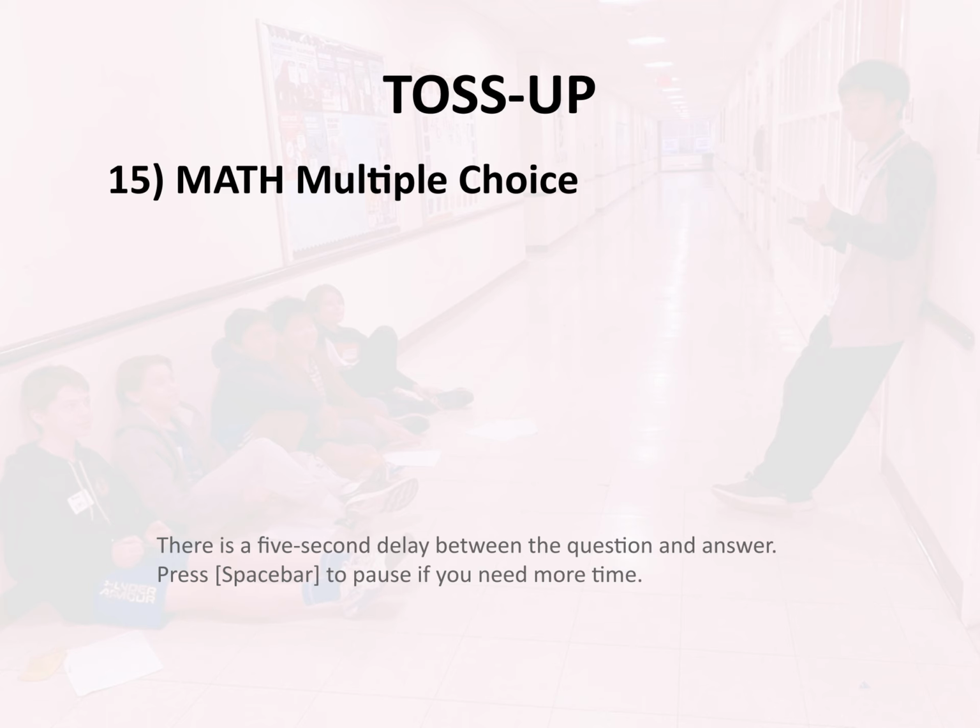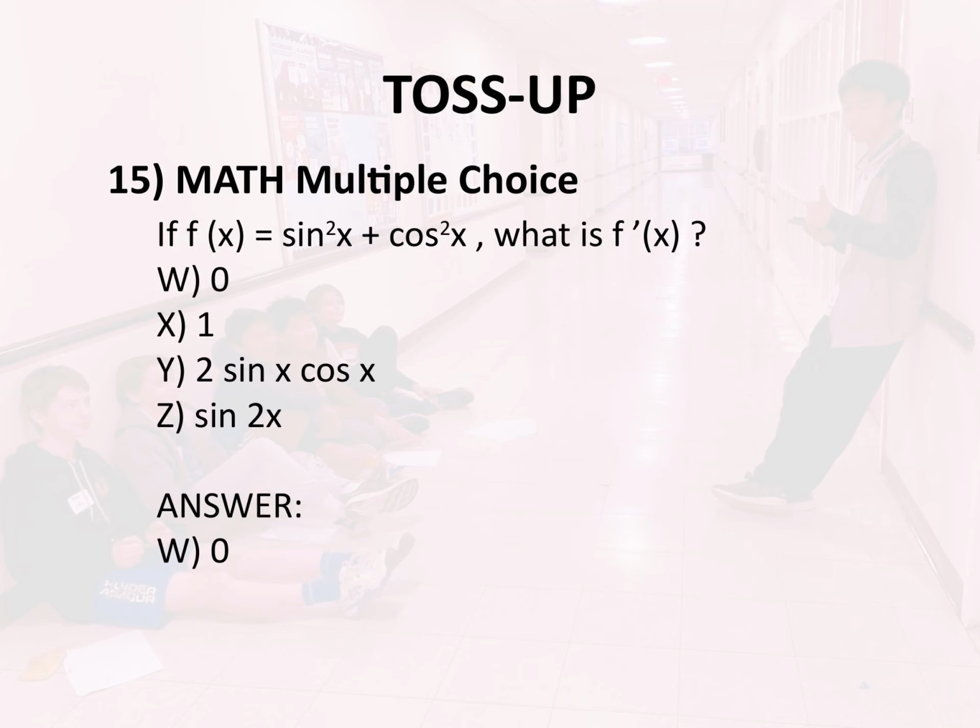Toss-up 15. Math. Multiple choice. If f of x equals sine squared of x plus cosine squared of x, what is f prime of x? W, 0. X, 1. Y, 2 sine of x cosine of x. Z, sine of 2x. Answer: W, 0.